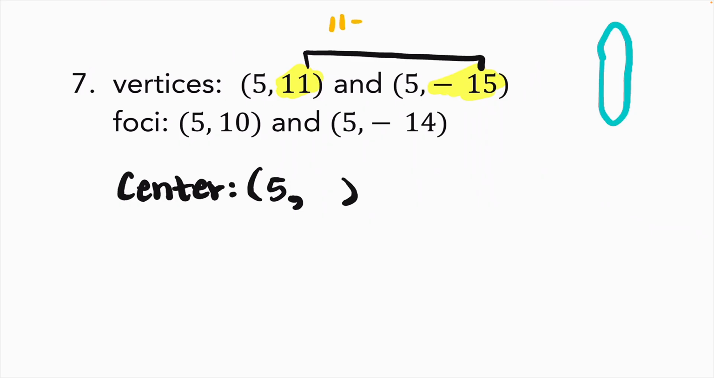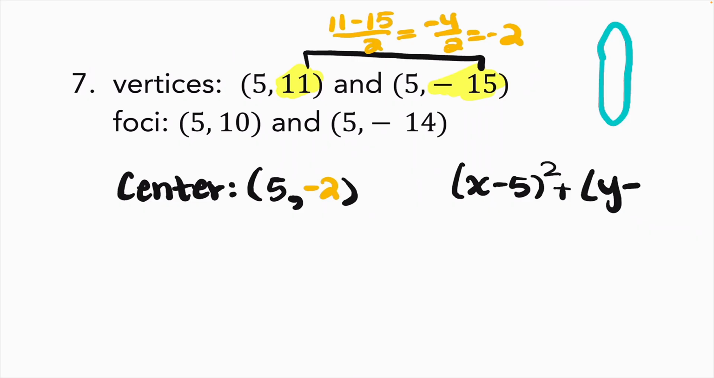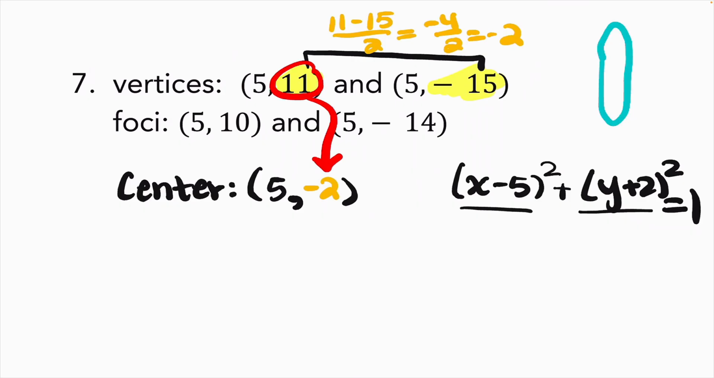So I take 11 plus negative 15, divide that in half. That's negative 4 divided by 2. So the y coordinate of my center is negative 2. And I start writing the equation. The distance from the vertex to the center, the coordinate that's changing is 11 to negative 2. So that's my A value. So what's A equal to?